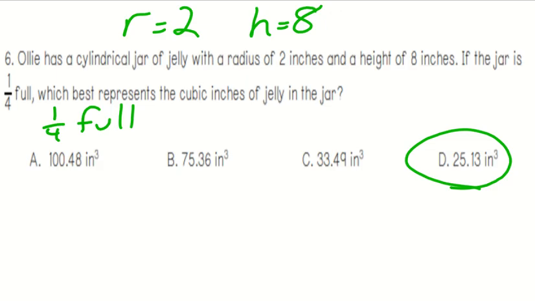Any questions on that? Everybody see how that works? If it's filled by a fraction, that's what you're doing. You multiply by that fraction, and it's times numerator divided by denominator.